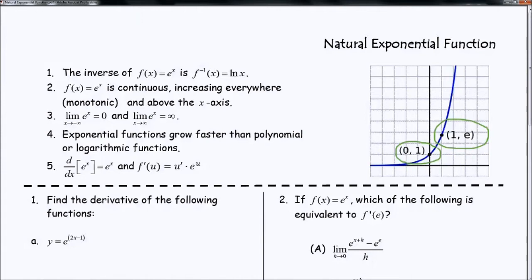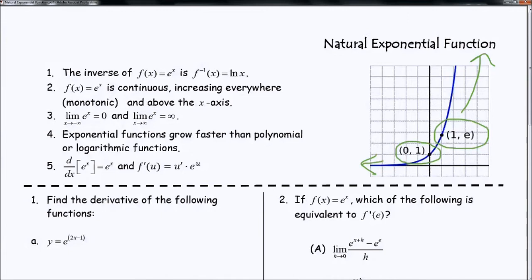E to the x is continuous, always increasing, and always above the x-axis. The limit as x goes to negative infinity, as we're going this way, we're getting closer to 0. As x goes to positive infinity, we're going up to positive infinity. Exponential functions grow faster than polynomials or log functions.